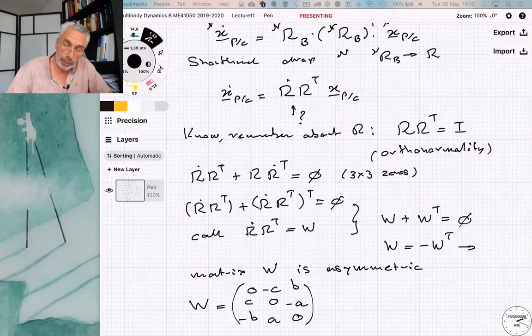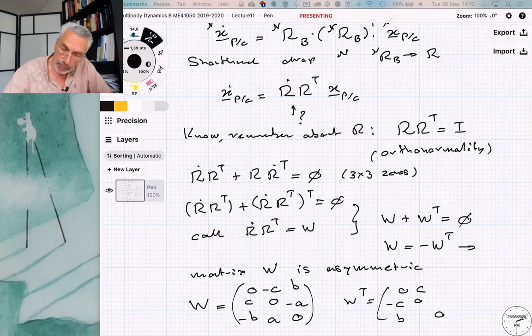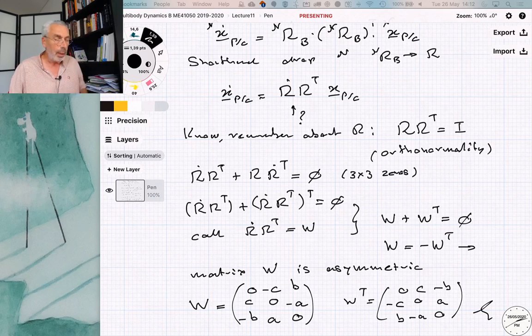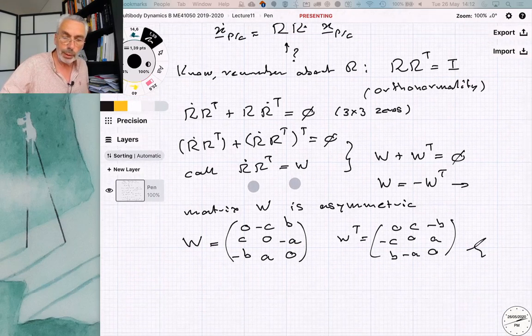So if you take the transpose of this, then what do we get? Again, these zeros, zeros, zeros, minus C, B, C, minus A, minus B, A. And as you can see here, this totally complies. So that's good. Now, why do I write this in this strange manner?